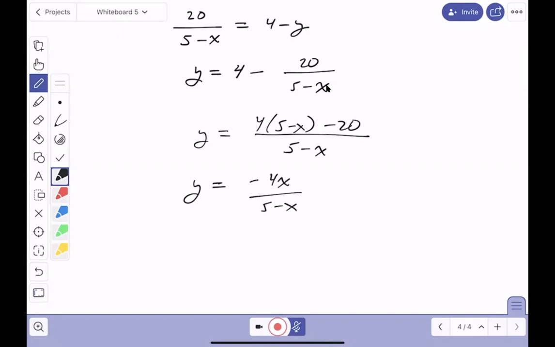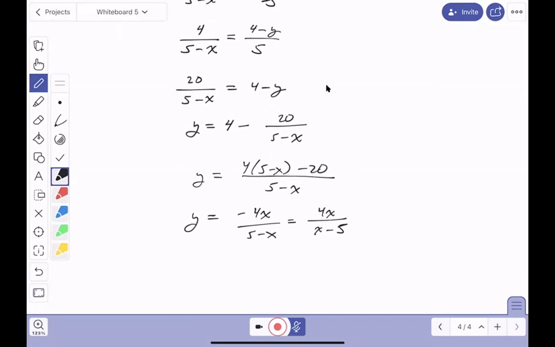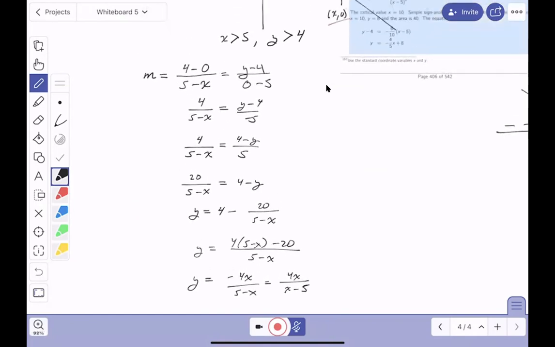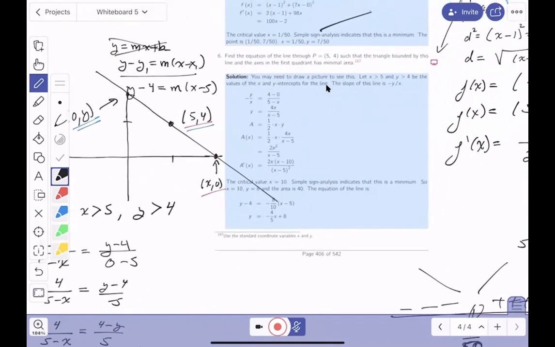I don't like that, by the way. And what do you get over here? Well, I'm going to multiply top and bottom by minus 1. You get 4X over X minus 5. By the way, I still don't know what the slope is. All right, I still don't. So you'd say, hey, you're at a dead end now. So what do I got to do? I got to go back and read it. And what do they want to do?